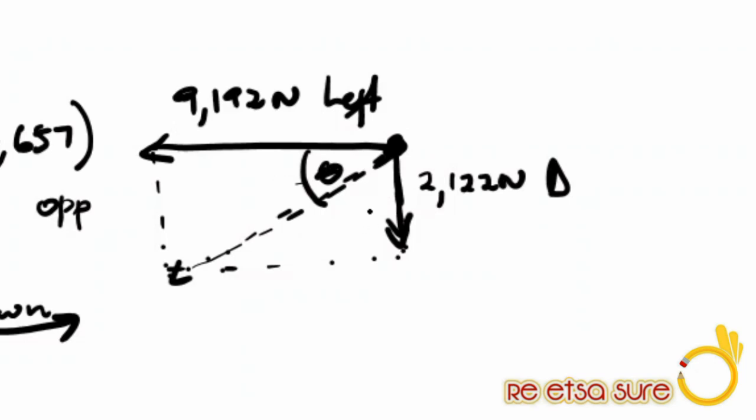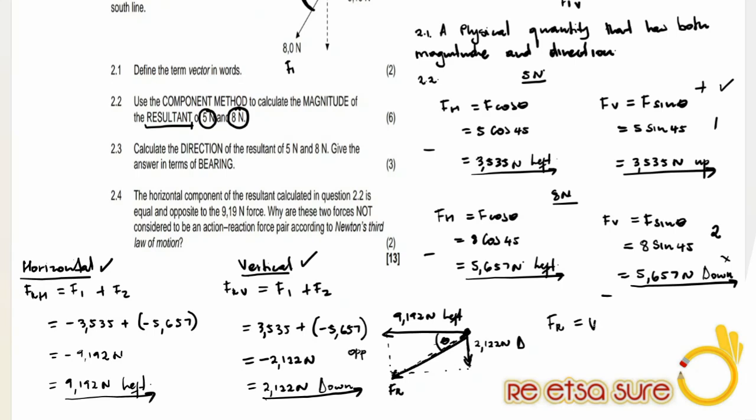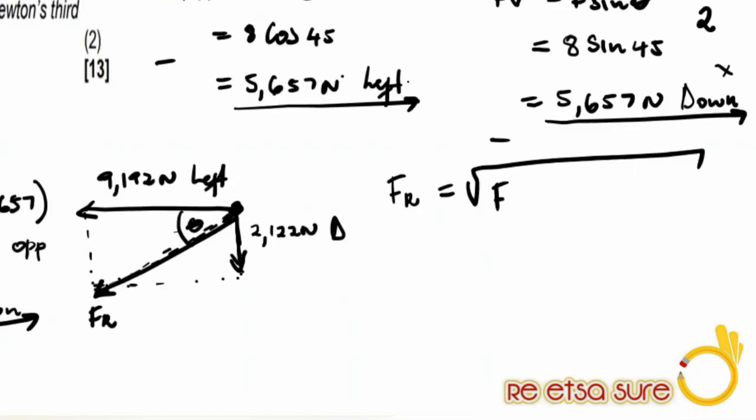Okay, but before that one, if I want this side, is our F resultant. So in order for me to calculate this F resultant, I must make sure that I use the theorem of Pythagoras. And then the theorem of Pythagoras says Fr is equal to the square root of Fx squared plus Fy squared.